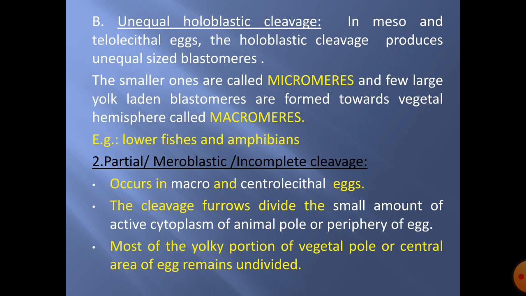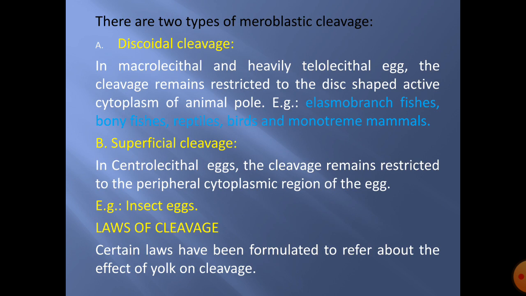Then the second type of cleavage is partial or meroblastic or incomplete cleavage, in contrast to total or holoblastic or complete cleavage. This is seen in macro and centrolecithal eggs. Here, the cleavage furrows divide the small amount of active cytoplasm of the animal pole or periphery of the egg. Most of the yolky portion of the vegetal pole or central area of the egg remains undivided. There are two types of meroblastic cleavage.